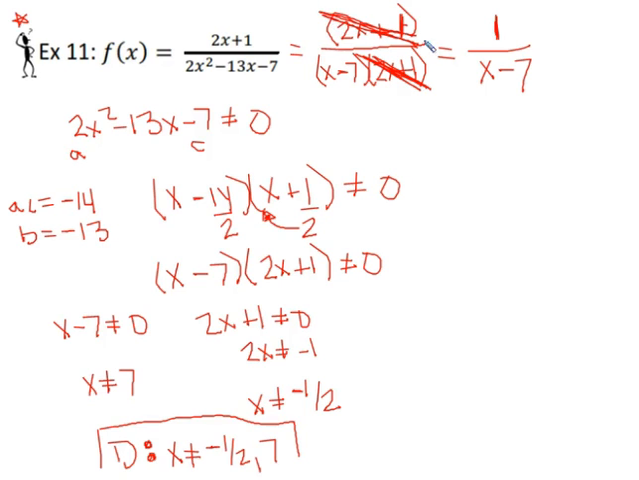Since we were able to remove this particular factor, the x value that does not work that came from that factor is a removable discontinuity, meaning that it's a hole. And the x value that came from this particular factor was x cannot equal -1/2. So at this x value, we're going to have a hole because we were able to remove that factor. But since the x minus 7 was not removed, it's a non-removable discontinuity. This is where our vertical asymptote is going to be. Or at least that's what we think so far.